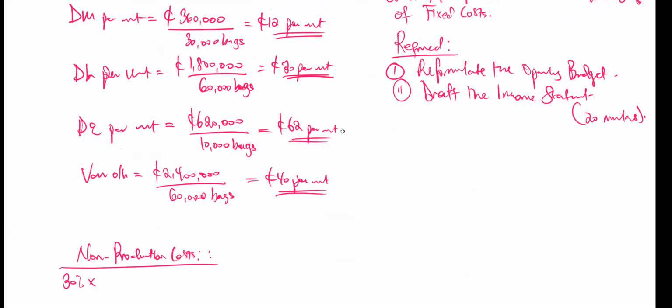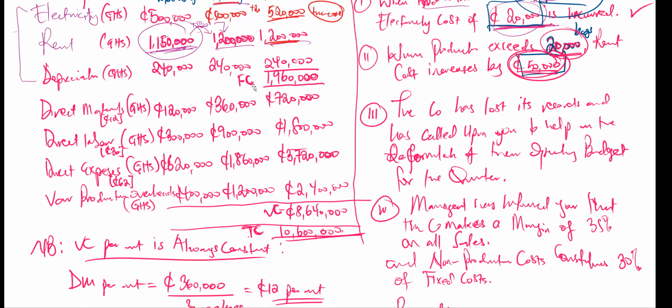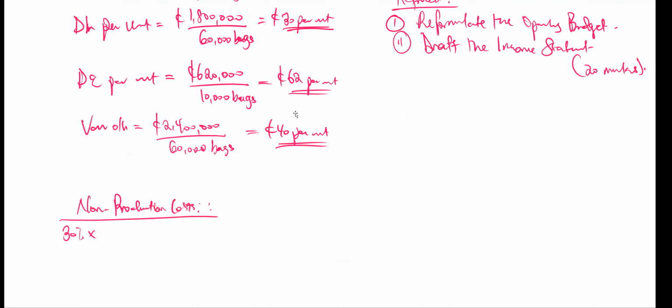So first of all, let's get our non-production cost. They said non-production cost was what percentage of fixed cost? 30% of fixed cost. So non-production cost will be 30% of the fixed cost that we calculated. That's why I said we should be careful. So 1,960,000 times 30% will give us 588,000.